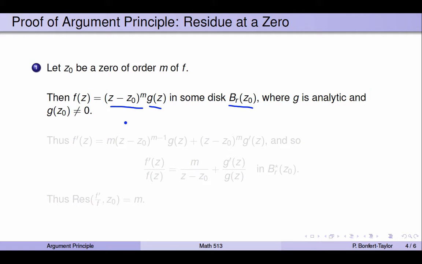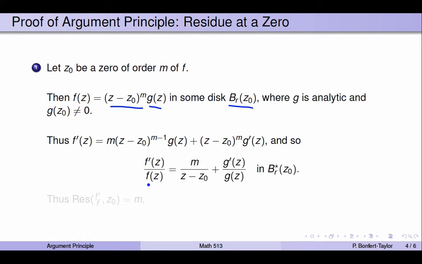So we factored out the maximal amount of zeros that f has at z0. So let's look at the derivative of f then. We'll have f prime of z, by the product rule, is the derivative of the first term, m times (z minus z0) to the m minus 1, times the second function, g of z, plus the first function, (z minus z0) to the m, times the derivative of the second function, g prime of z. And therefore, we can look at f prime over f, which is this first expression divided by (z minus z0) to the m times g of z. So this is what we need to divide by.